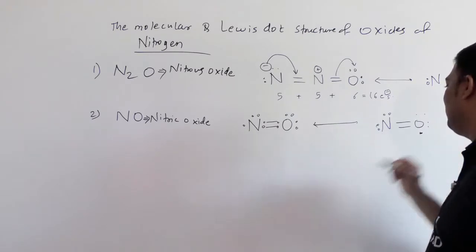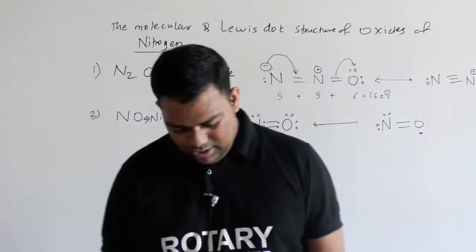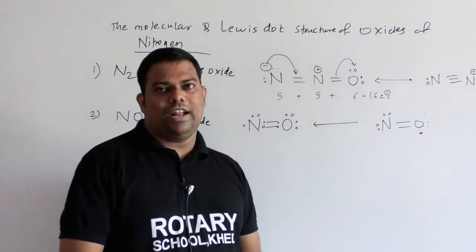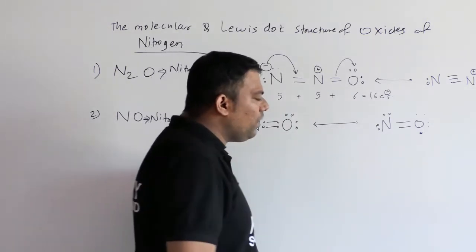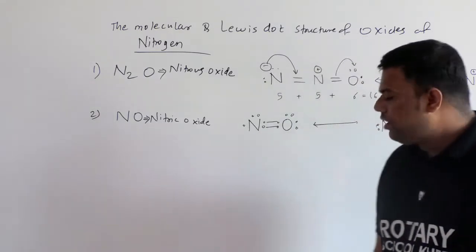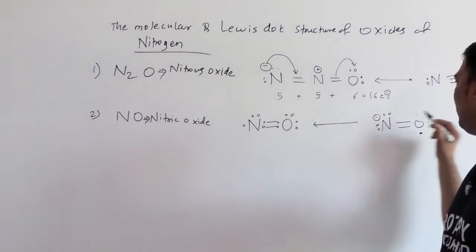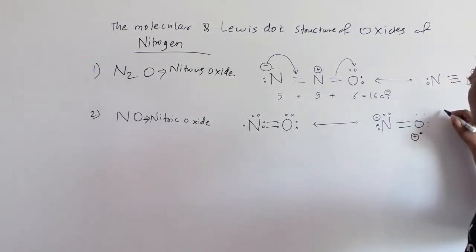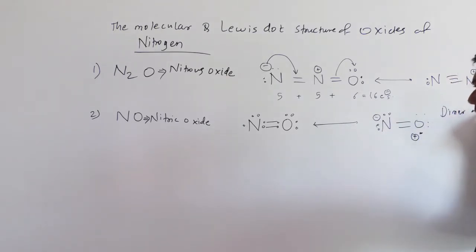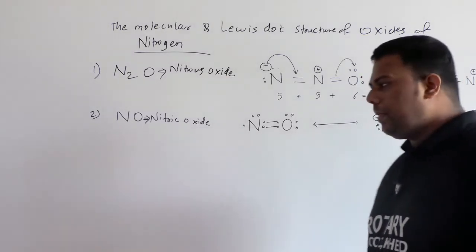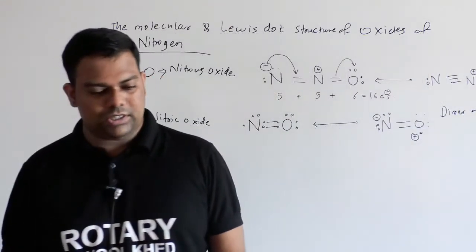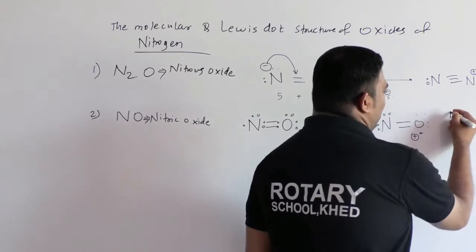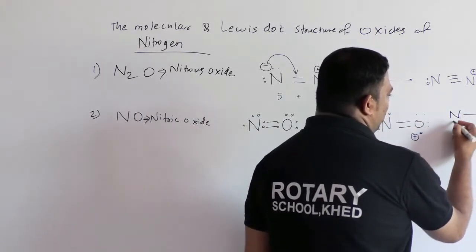Like this, understood? So these are what we can say are resonating structures. We can also separate these with charges, here negative and here positive. Understood. So this is the dimer of NO. I hope you understood this. So we can write it like this, how we represent the dimer of NO: NO, NO, like this.